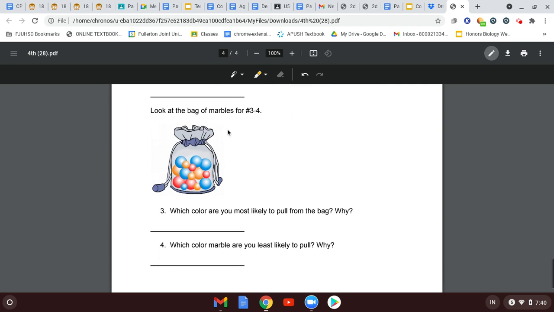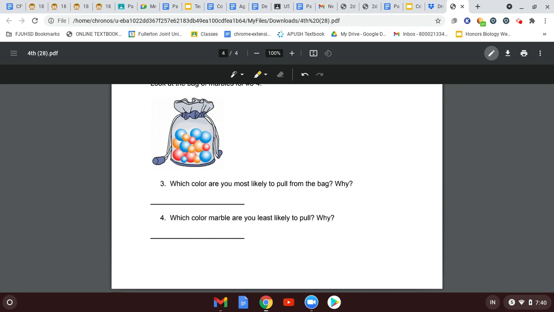Okay, look at the bag of marbles for 3, 4. Which color are you most likely to pull from the bag? Why? There are 1, 2, 3, 4, 5, 6 blue marbles, and 1, 2, 3, 4, 5, 6 yellow marbles. That means most likely we would pull the yellow or the blue. And what color marble would you be least likely to pull? That's probably the red, because there are fewer red, right?